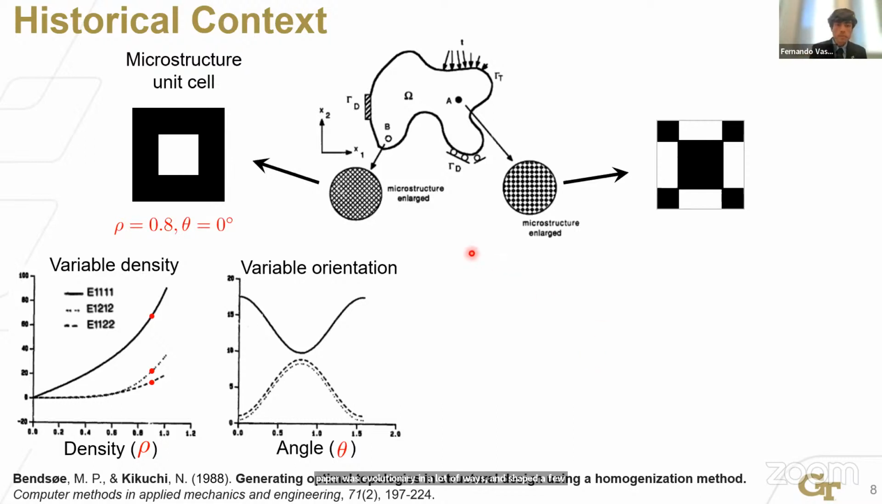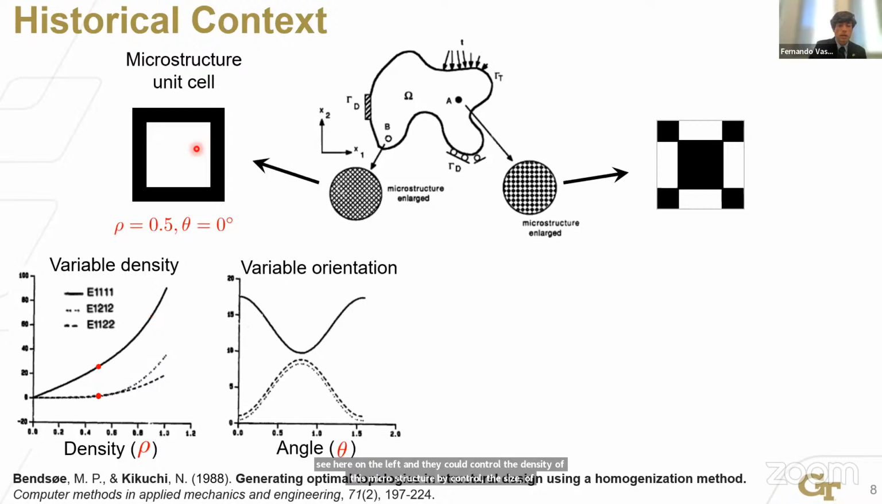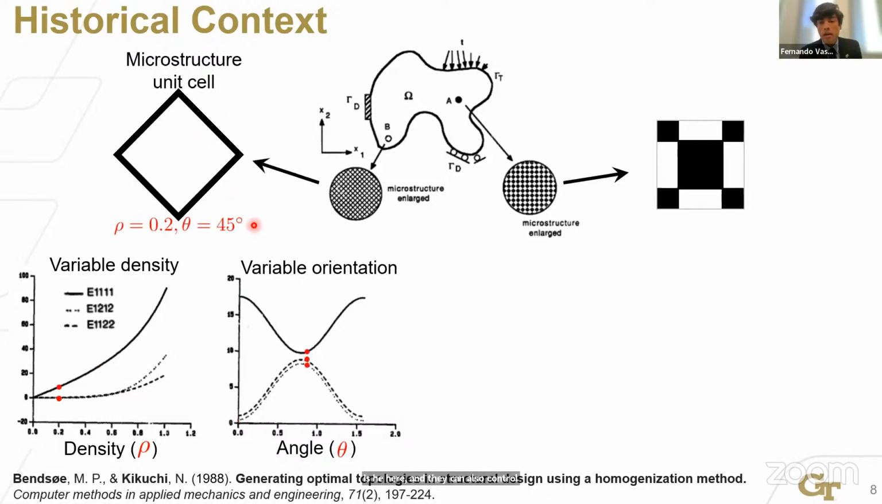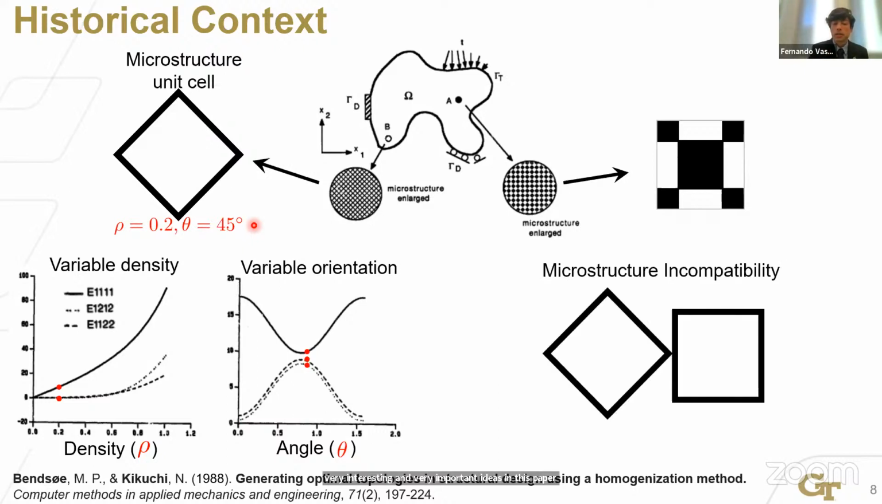In this paper, they use homogenization to design using a microstructure that you can see here on the left. They could control the density of this microstructure by controlling the size of the hole in the middle, so we can have a lighter and softer material, as you can see here. They could also control orientation, and they did all of this locally. There were several very interesting and important ideas in this paper, but one problem was that actually manufacturing these types of structures was quite difficult because of geometrical incompatibilities between orientations of microstructures or even different microstructures, as you can see here.